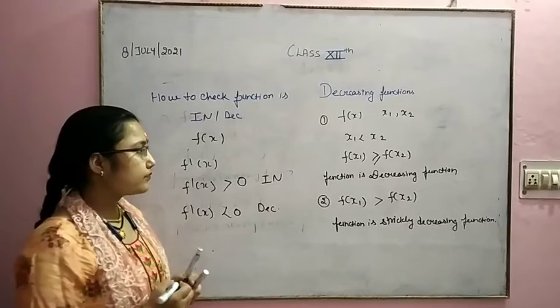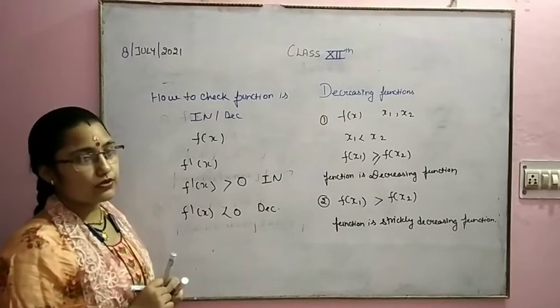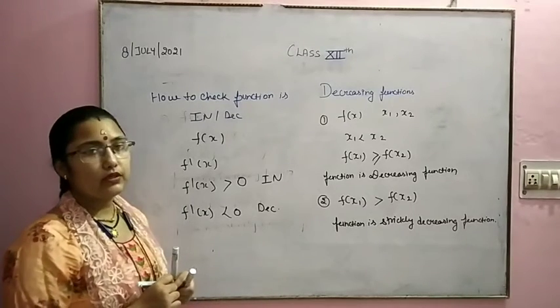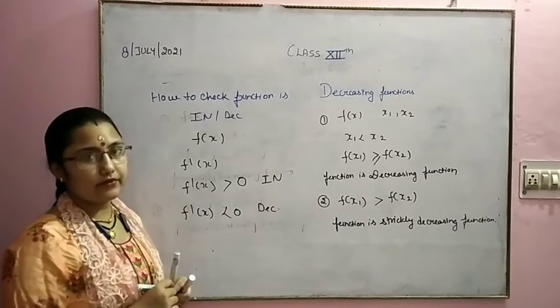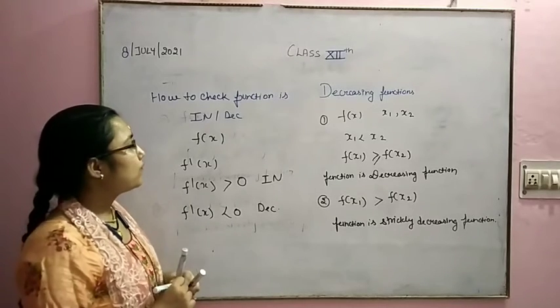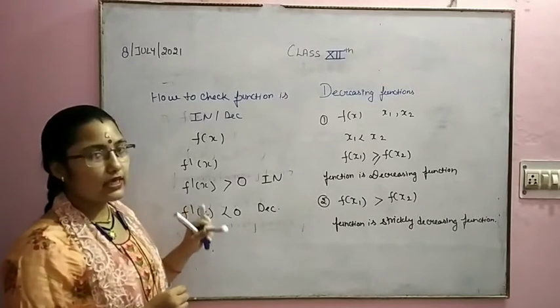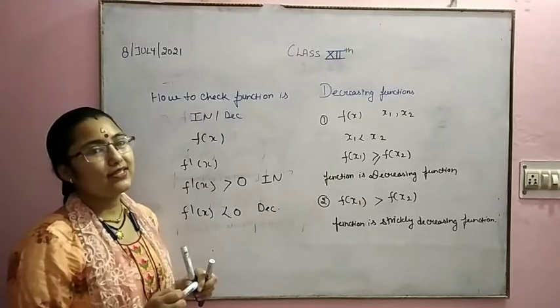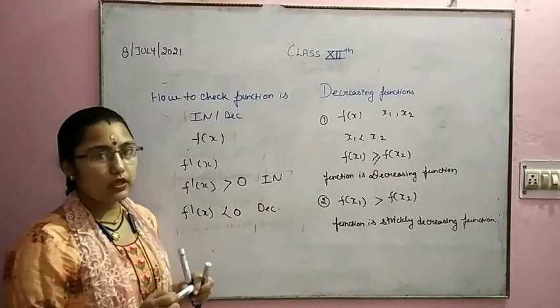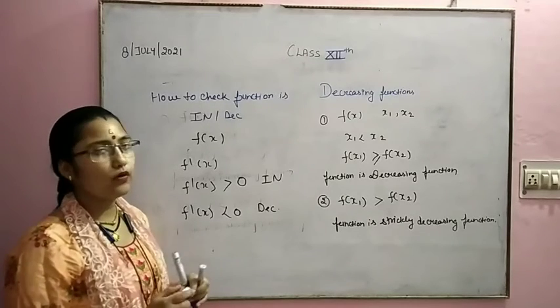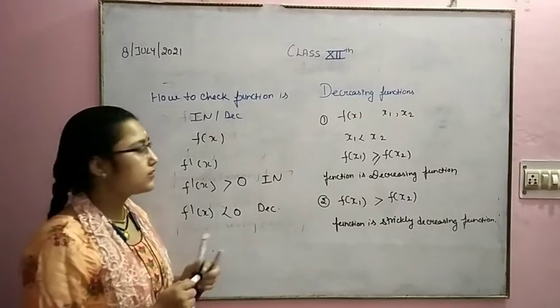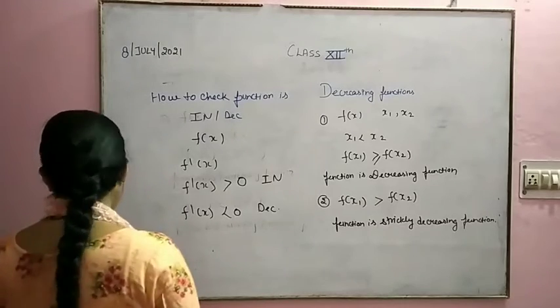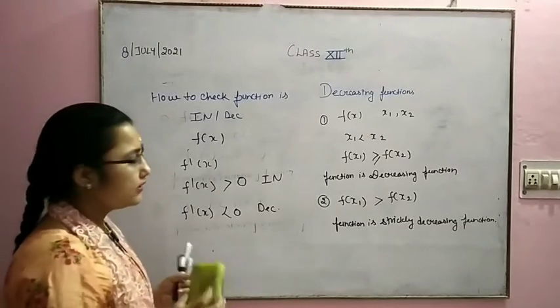Suppose the limit is not given in the question and we have to find the limit for which the function is increasing and decreasing. So firstly we follow the same steps. Find the derivative of the function, then equate this derivative equal to 0, then find the value of x. Correct? And then check for which values f'(x) is positive and negative.